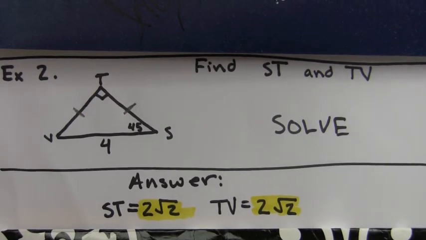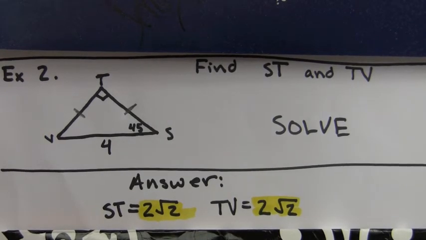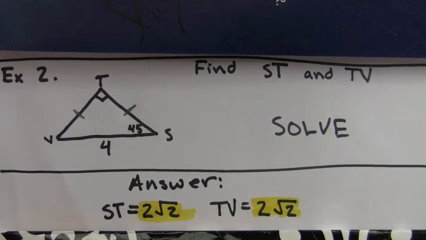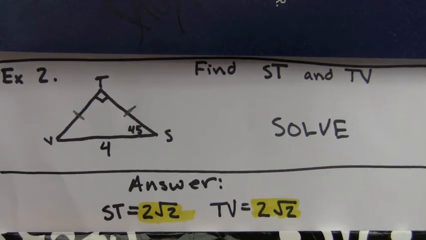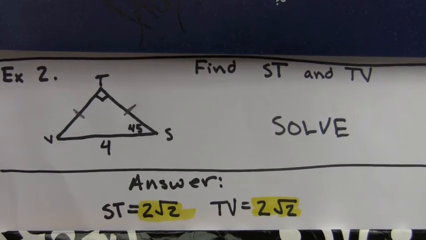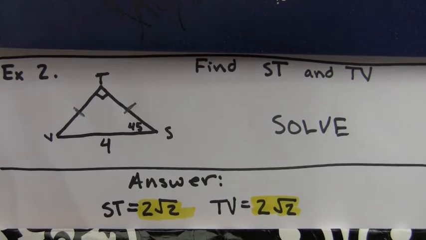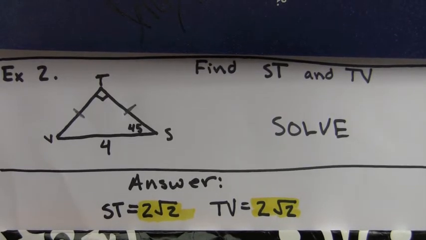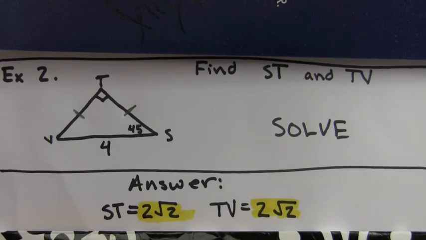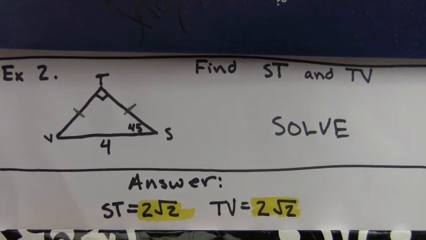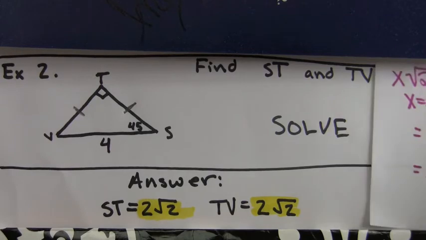So x equals 4 over root 2. Since you can't have a square root in the denominator, you multiply by root 2 over root 2. So you have 4 root 2 over 4, which equals 2 root 2, since the 4 and 4 cancel out.